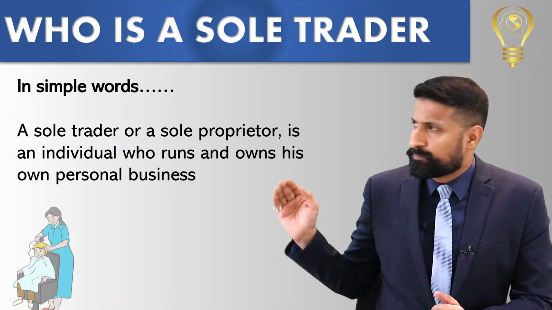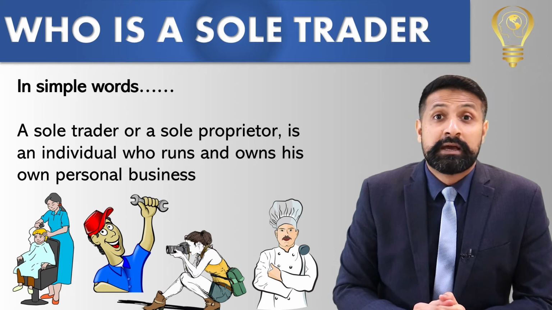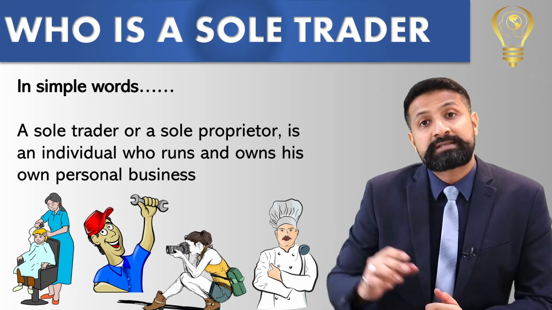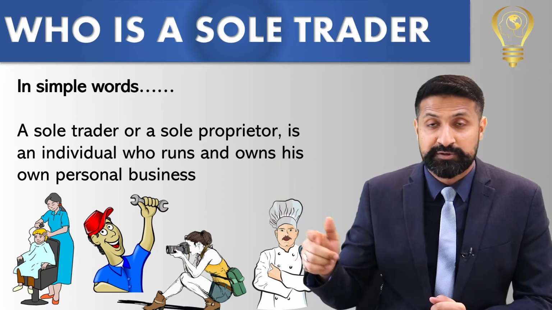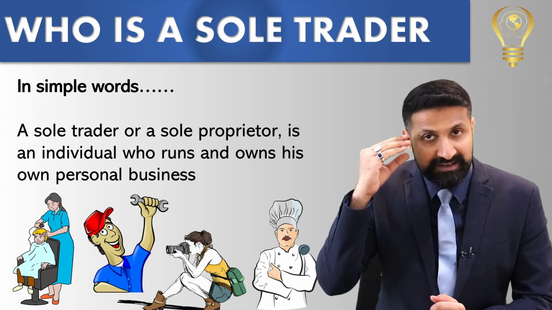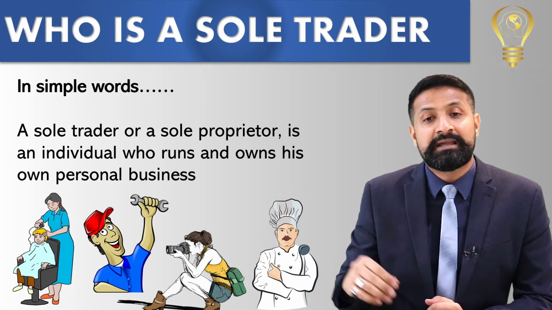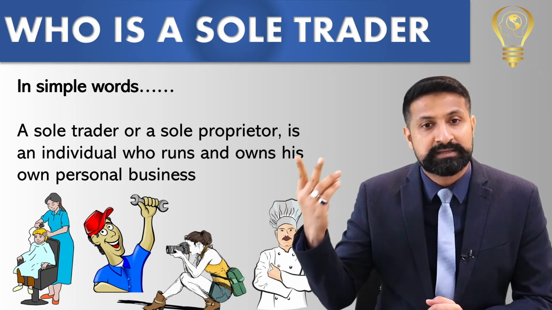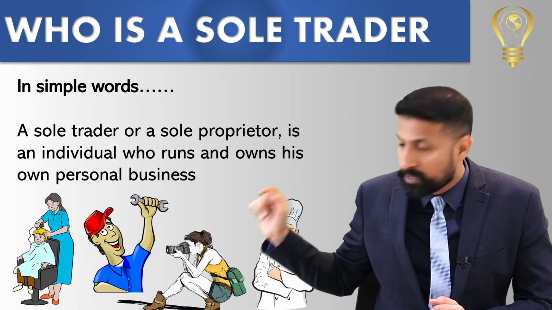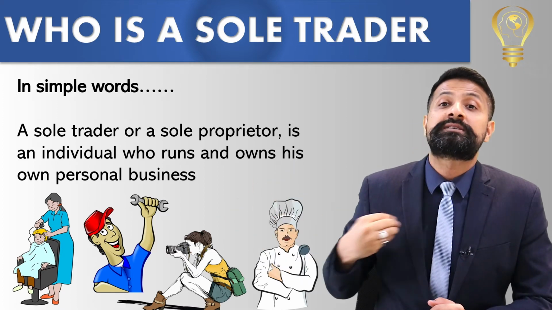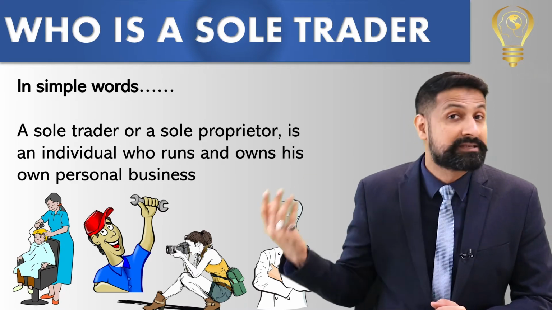Let's move on. In simple words, what can I say? A sole trader or a sole proprietor. That's the reason I have been repeating this word in this lecture again and again, so that this concept should be crystal clear in your mind. Sole trader or a sole proprietor is an individual who owns and runs his own personal business. Owns, number 1. Runs, number 2. Number 3, his own personal business. Getting my point? Own personal business. That is called a sole trader.